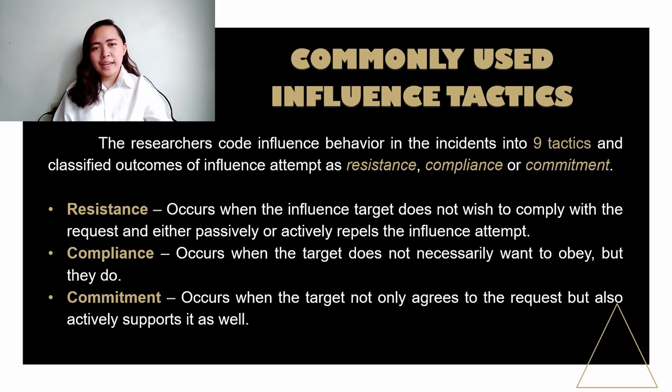Second is compliance. It occurs when the target does not necessarily want to obey, but they do. This is the person you are trying to influence accepting your influence attempt, but apathetically instead of enthusiastically. When the response to your influence attempt can be described as compliance, it is likely you have been successful in influencing the behavior, but not the attitude of your influence target.